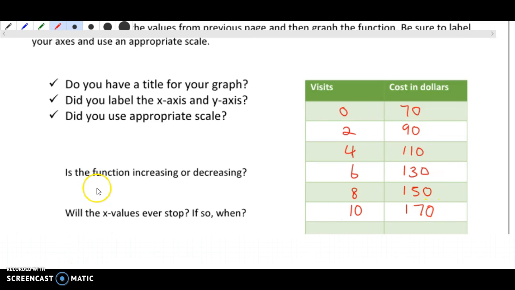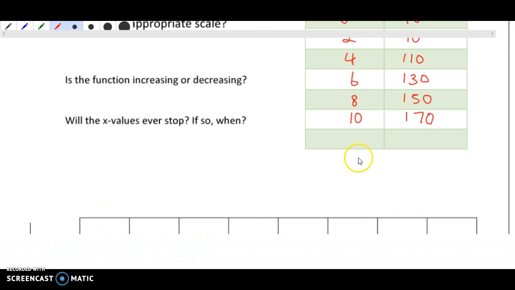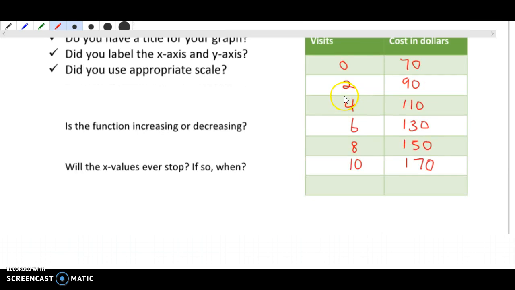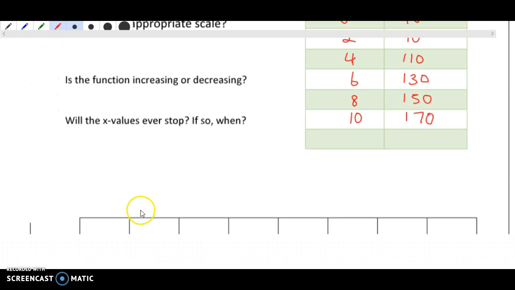Okay. Is the function increasing or decreasing? You can look at the table and see if the values are increasing. We'll also be able to look at the graph and see if the graph is increasing from left to right. And then will the x value ever stop? So this is the x value. Is there a limit to the number of visits? I guess there is, right? I mean, if you visit every day for the whole year, assuming it's a whole year season pass, I think 365 days is the max. That's it. So let's graph. We need a title for this graph.